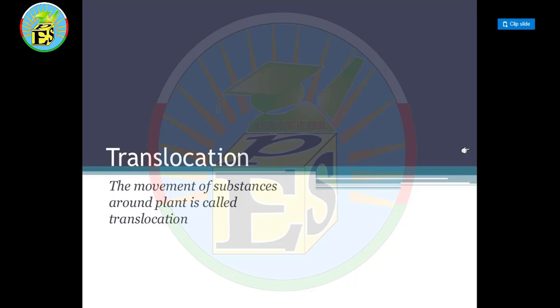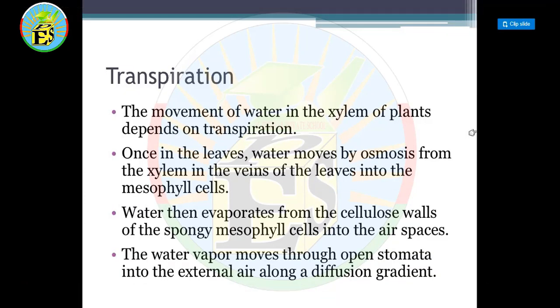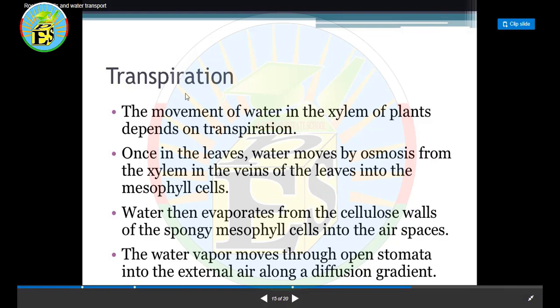So how will water move? Water will move by translocation. The movement of substances around the plant is called translocation. How will translocation happen? We will see. First method, transpiration. The movement of water in the xylem of plants depends on transpiration.